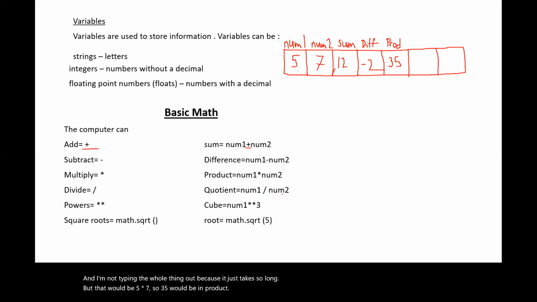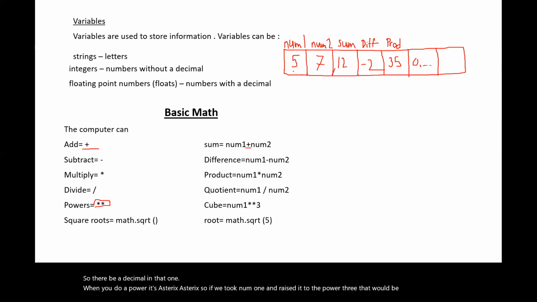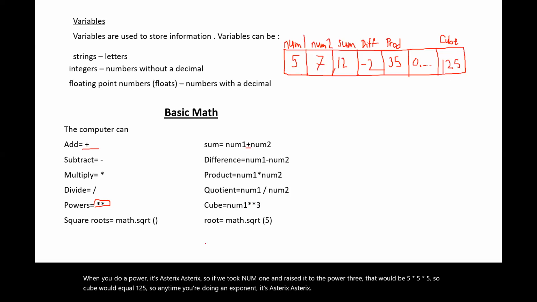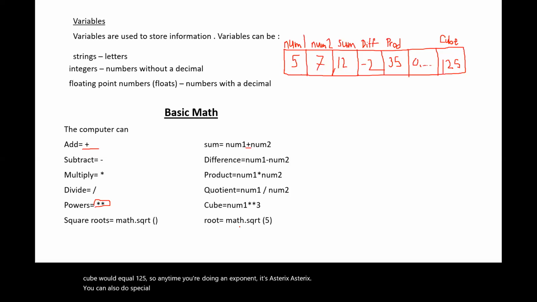Quotient, you take num1 and divide by num2. So 5 divided by 7, 0 point something. So there'd be a decimal in that one. When you do a power, it's asterisk, asterisk. So if we took num1 and raised it to the power 3, that would be 5 times 5 times 5. So cube would equal 125. So anytime you're doing an exponent, it's asterisk, asterisk. You can also do special functions like square roots. So if we wanted the square root of 5, for example, that would go into root.